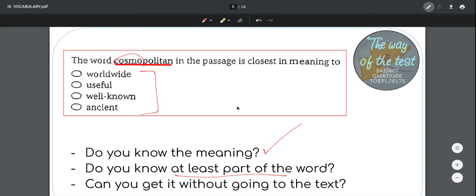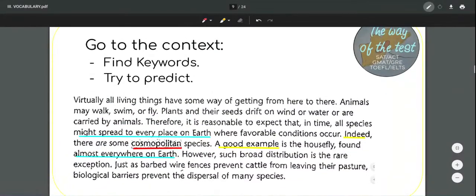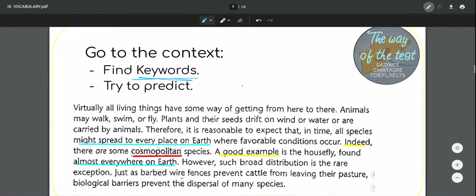If you have separated the word and you still don't know what it is, we're going to go to the text. How do we get the meaning? First, of course, we go to the word cosmopolitan, and then we try to use the rest of the text, the context, like the previous sentence and the following sentence, in order to get it. Now we're going to find keywords. Keywords are the ones that show us the relationship between this word and other parts of the text that we do understand, or other words that we do know the meaning of.